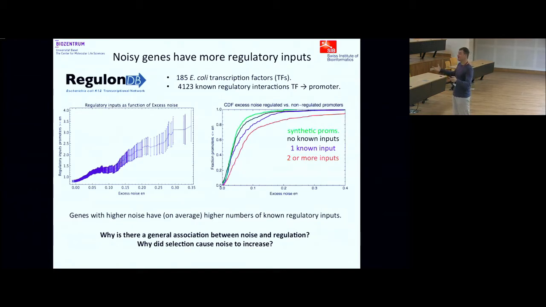And when you have higher noise, it's likely coming from some gene regulation. So there is a general association between noise and gene regulation, and we would like to understand why this is. And second, somehow we still want to understand what happened, what did selection select on to cause these noise levels to increase.